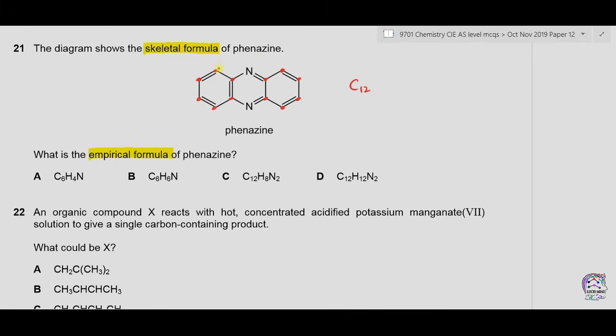Now let's find out the number of hydrogens. This carbon is making 3 bonds, so one is hydrogen. One is with this carbon, one is with this, one with this. As this carbon is making 4 bonds, no hydrogen will be present. Similarly, no hydrogen is for this carbon and for this carbon and for this carbon. One hydrogen atom will be present with these carbon atoms. So in total we have 8 hydrogens and 2 nitrogen atoms. The empirical formula is the simple ratio, so it will be C6H4N. So the answer is A.